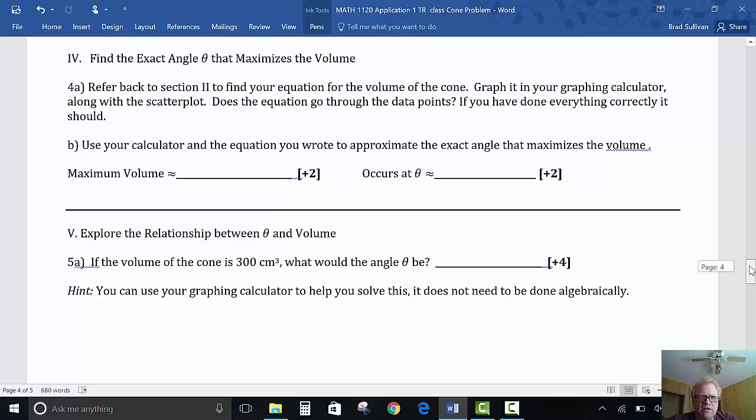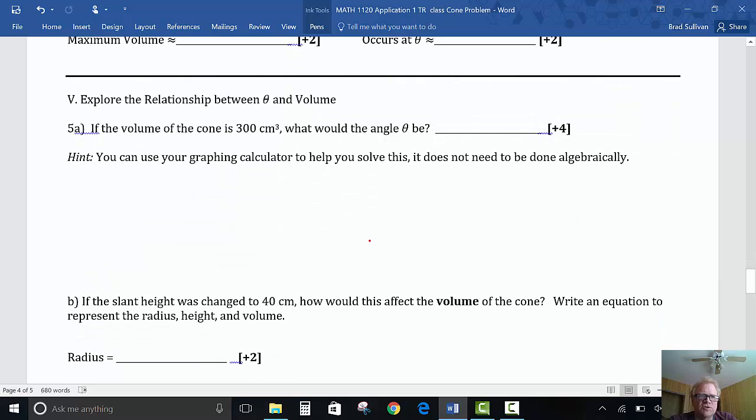And then in this part 5, we're going to do something a little bit different. I'm going to give you a couple of hints on this part 5. What you really want to do is go through again and make a table, a graph. You're going to be looking at your angle theta for the x-axis, and your volume like that.